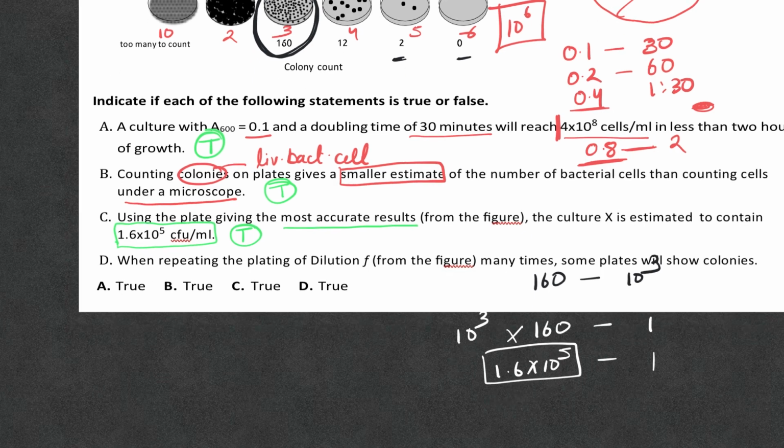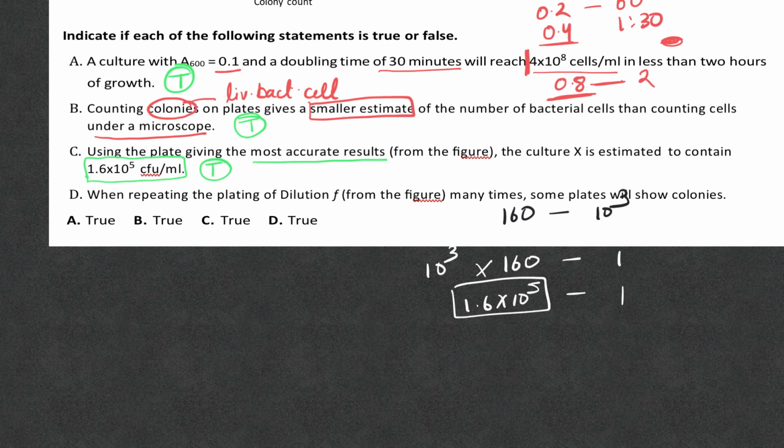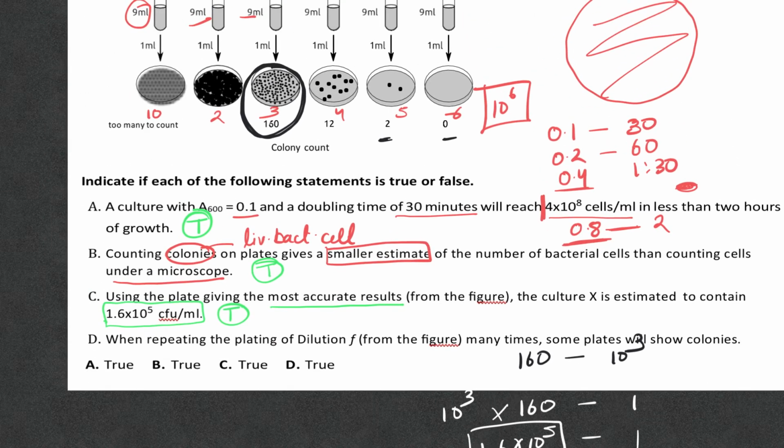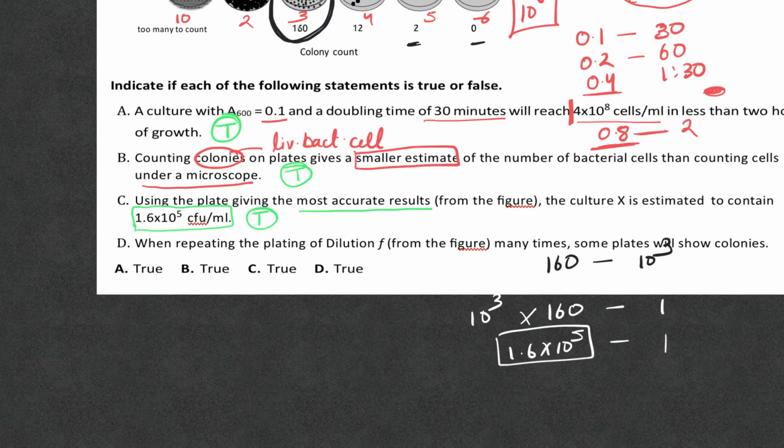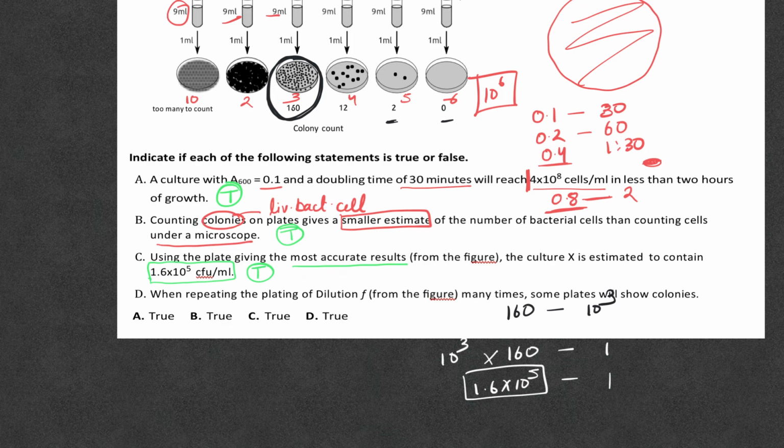Now coming to the last question. The question says, when repeating the plating of dilution F many times, some plates will show colonies. So what is F? F is the 10 to the power 6 dilution. Now let me remind you, from the data above, you have the 10 to the power 3 dilution as 160 bacteria per ml. Now in the 10 to the power 6 dilution, what do you have? You'll further reduce the count.